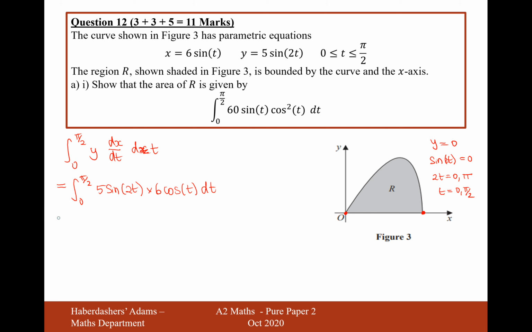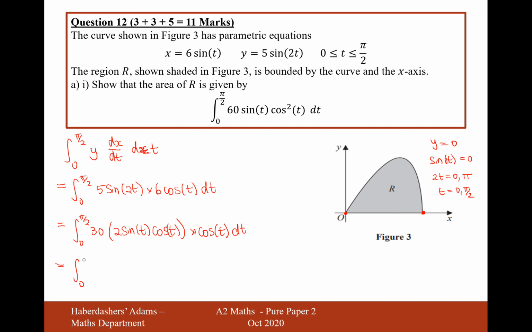So if we now rewrite this using the double angle formula, it's going to be pi by 2 to 0. 6 times the 5 will be 30. And then the double angle formula will be 2 sine t cos t. And then it's going to be times by cos t, because I've already multiplied the 6 at the front with the 5. And let's then expand the brackets.